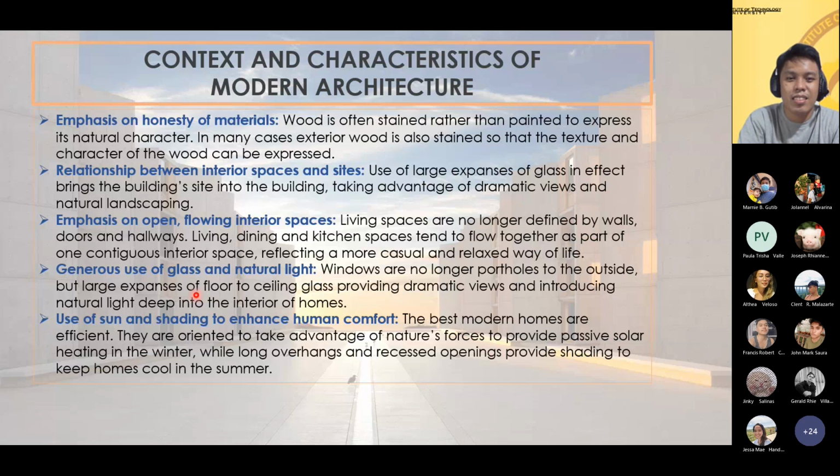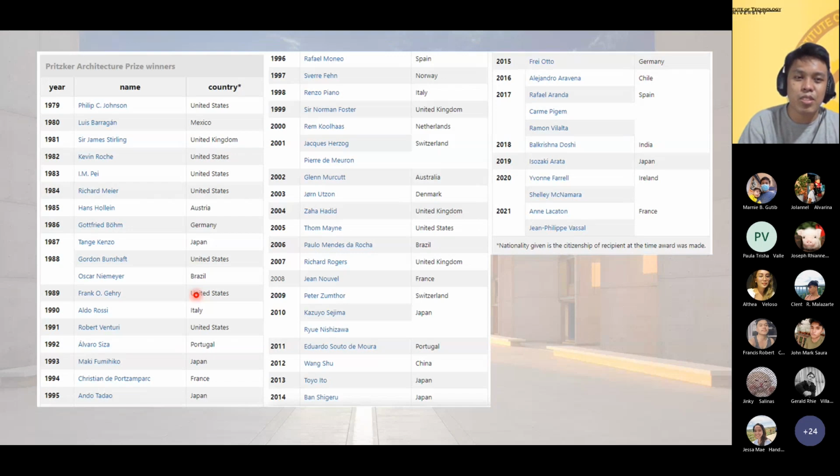Okay, and I think this is the last slide before I show you the last research that you will do. The last research that you will do is based on the Pritzker Prize winners or Pritzker Prize awardees. There are a lot of them. It started in 1979.